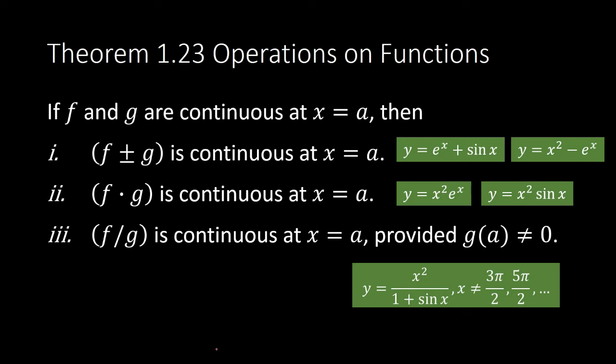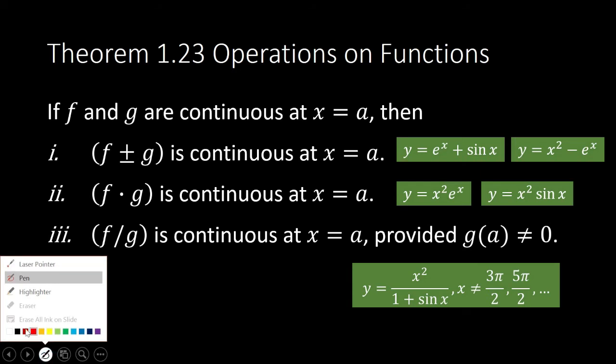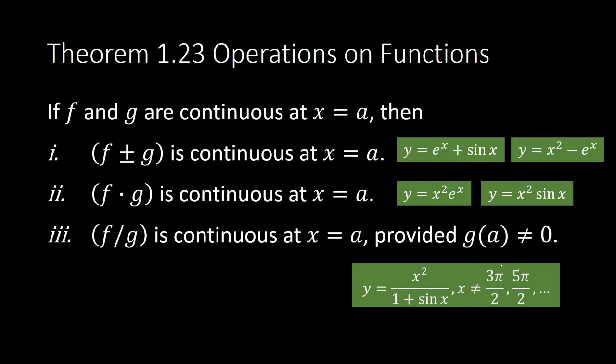Because when x is equal to 3 pi over 2, sine of 3 pi over 2 is equal to negative 1. And so what you have there is 1 plus negative 1 is equal to 0. So your function becomes undefined there. So you have to remove these values of x so that your function, the quotient, is still continuous.